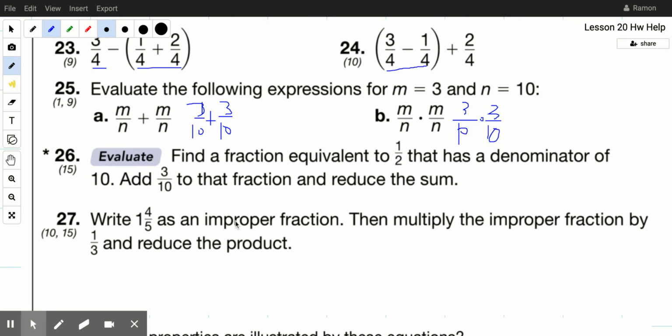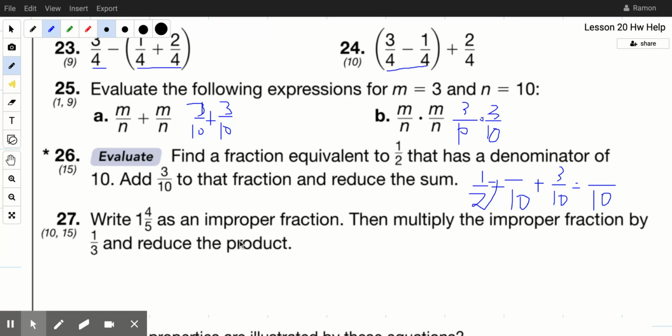26, find the fraction equivalent to 1/2 that has a denominator of 10. So first we have to change it to be a fraction out of 10. Then it says to add 3/10 to that fraction. And then once you have your sum, simplify it if you can.